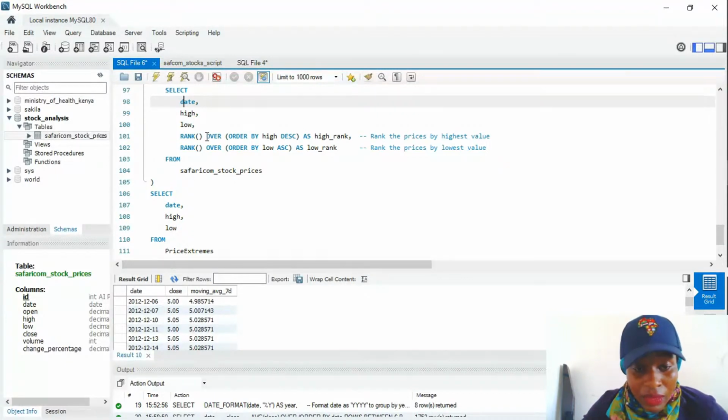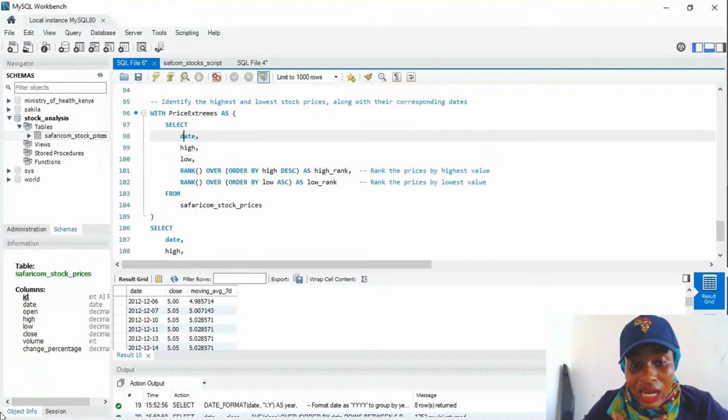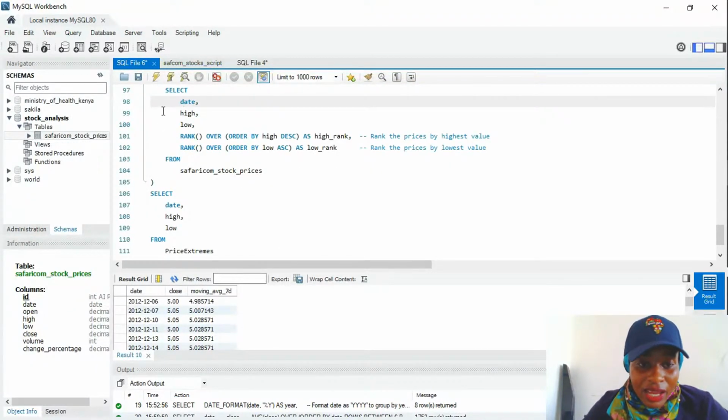We are ranking them over an order. The first rank is for the prices with the highest values, and then we also rank the prices with the lowest values. The highest values we rank in descending order, and the lowest values we rank in ascending order. We have that as high rank and low rank. Again, we're doing this from Safaricom stock prices.